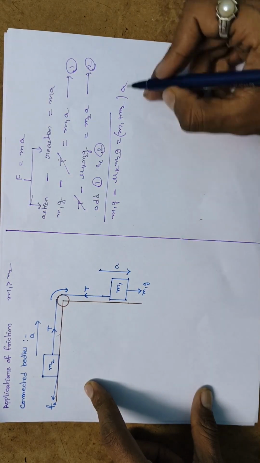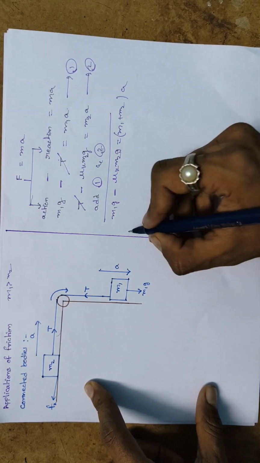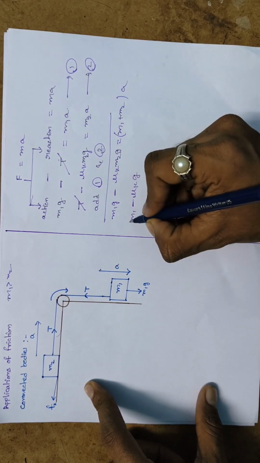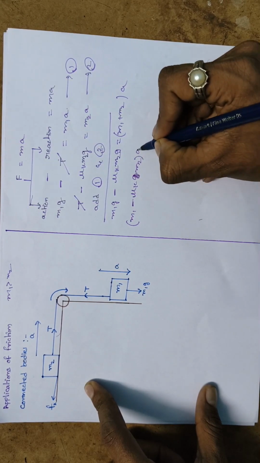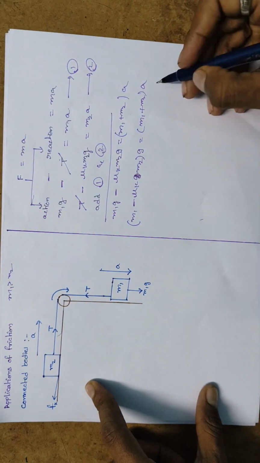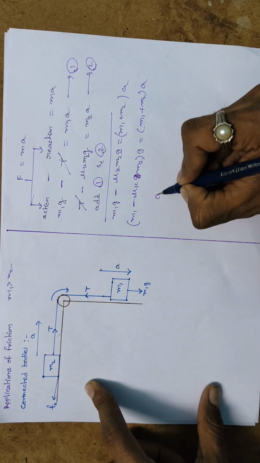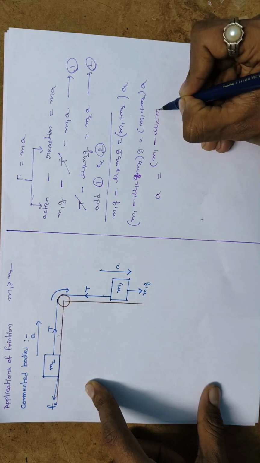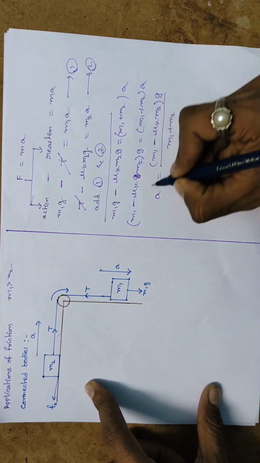After getting this, look here, on the left side, g is the common term, right? So take it outside. So m1 minus mu k m2, into g, is equal to m1 plus m2 into a. So easily we can calculate the acceleration from this equation. Bring this to the left side: a is equal to m1 minus mu k m2 into g by m1 plus m2.